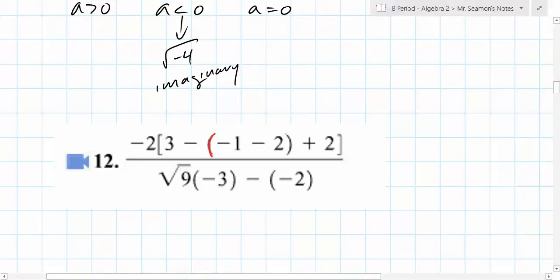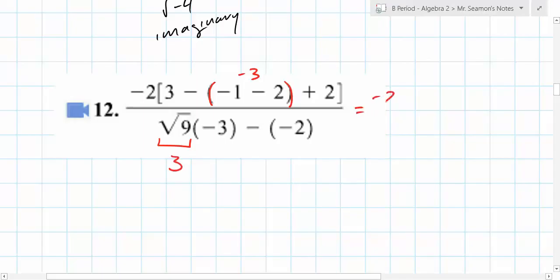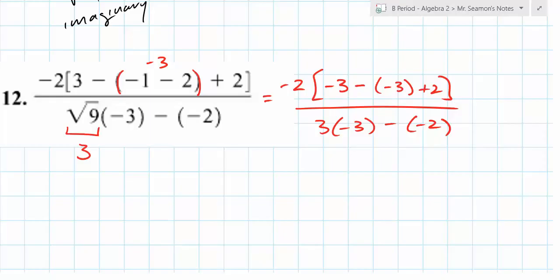Put in red here. What's negative 1 minus 2? Negative 3. So at this point, you could also simplify a little. What's the square root of 9? 3. So if you simplify this, you end up with negative 2, negative 3, minus what? Negative 3, plus 2, all over 3 times negative 3, minus negative 2, like that.